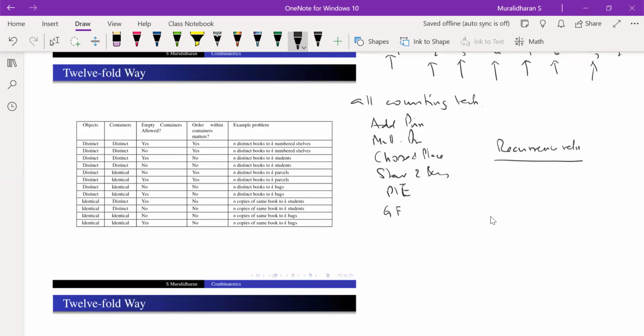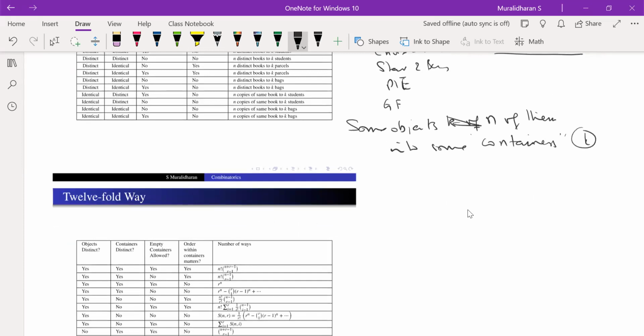Now let us summarize what we have done so far. For that, let's take a simple problem. We are going to put some objects, some n of them, into some boxes, let us say containers. Instead of boxes, let me use the word containers. Some k containers.